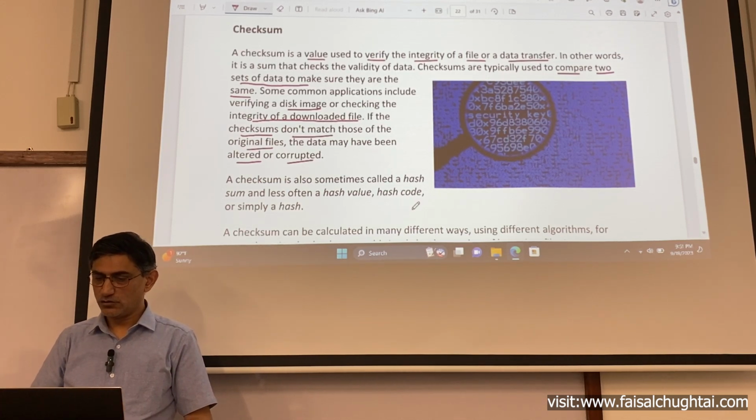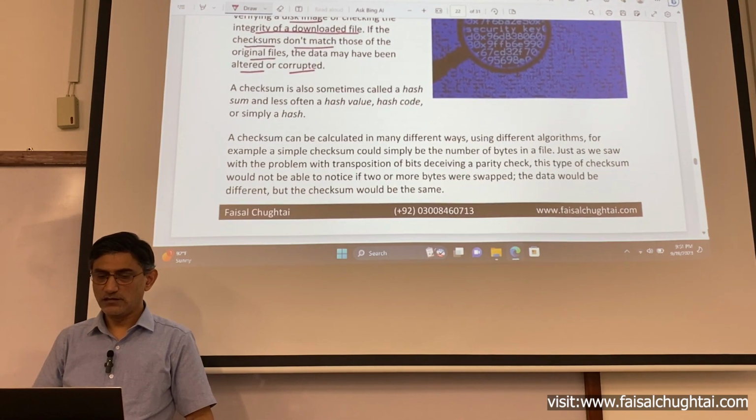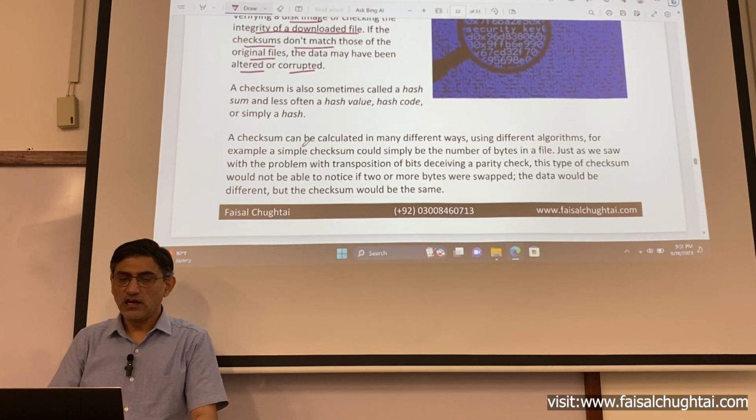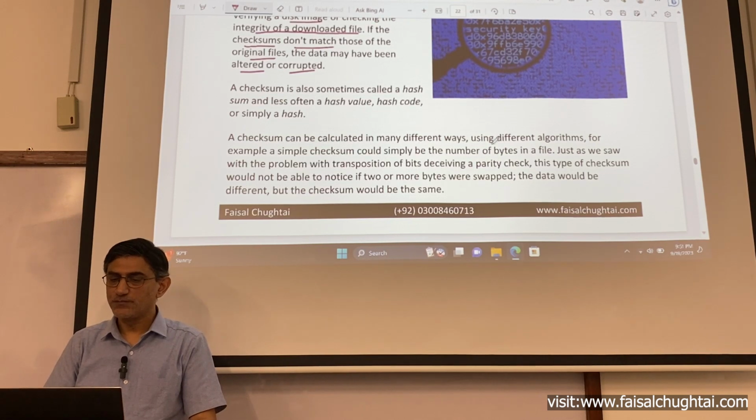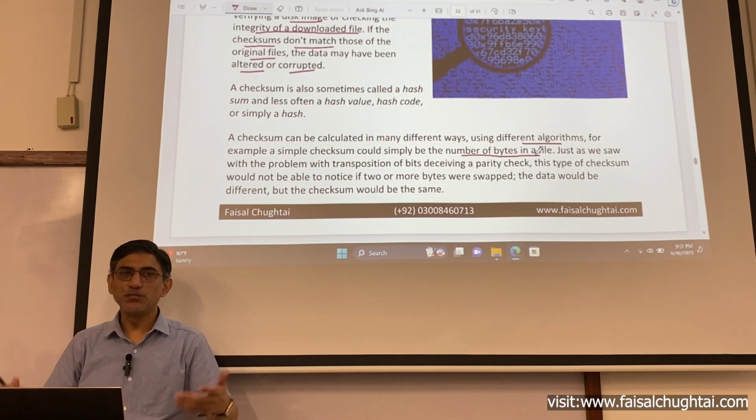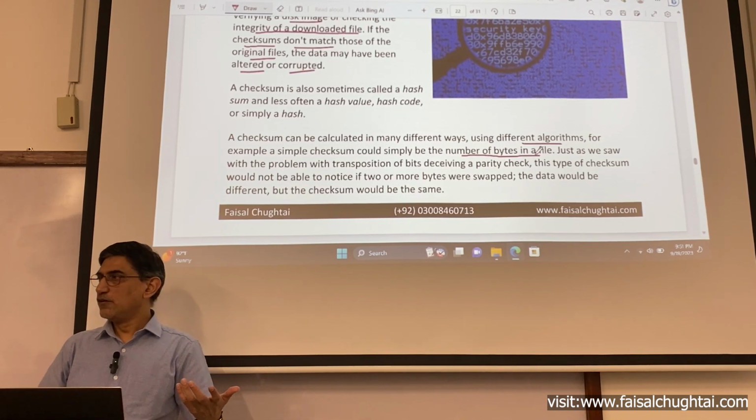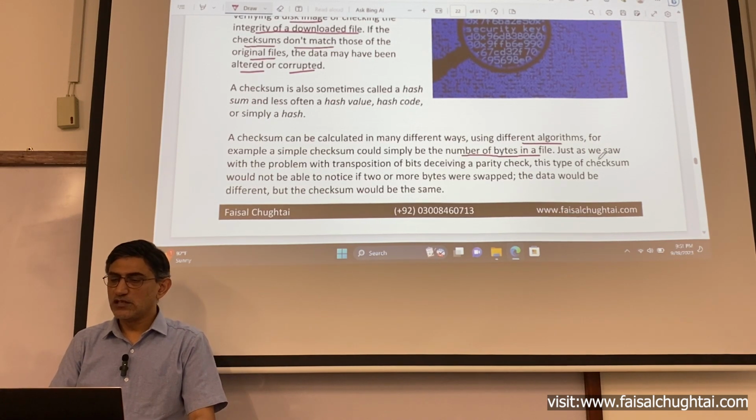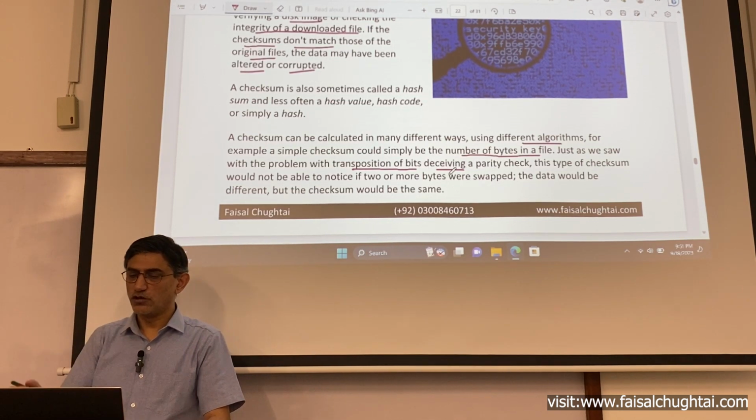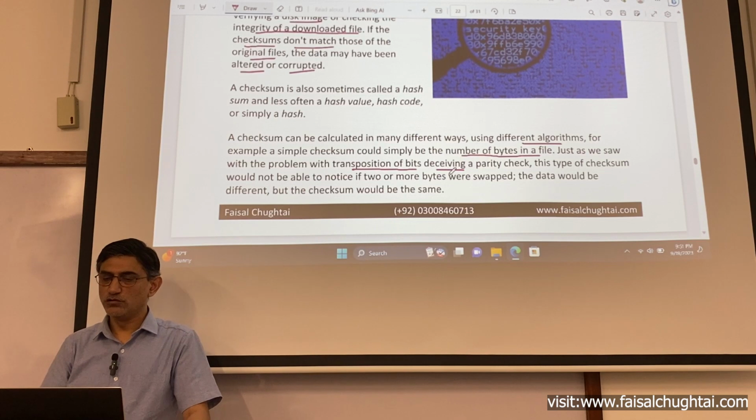And it actually tells you that here. Let's have a look at this brief description. It says, a checksum can be calculated in many different ways using different algorithms. For example, a simple checksum could simply be the number of bytes in a file. That's the simplest way of using a checksum for checking for errors in data. Just as we saw with the problem with transposition of the bits deceiving a parity check, actually we haven't done the parity check, so this point would not hold. When we do parity checks, you'll know what this means.